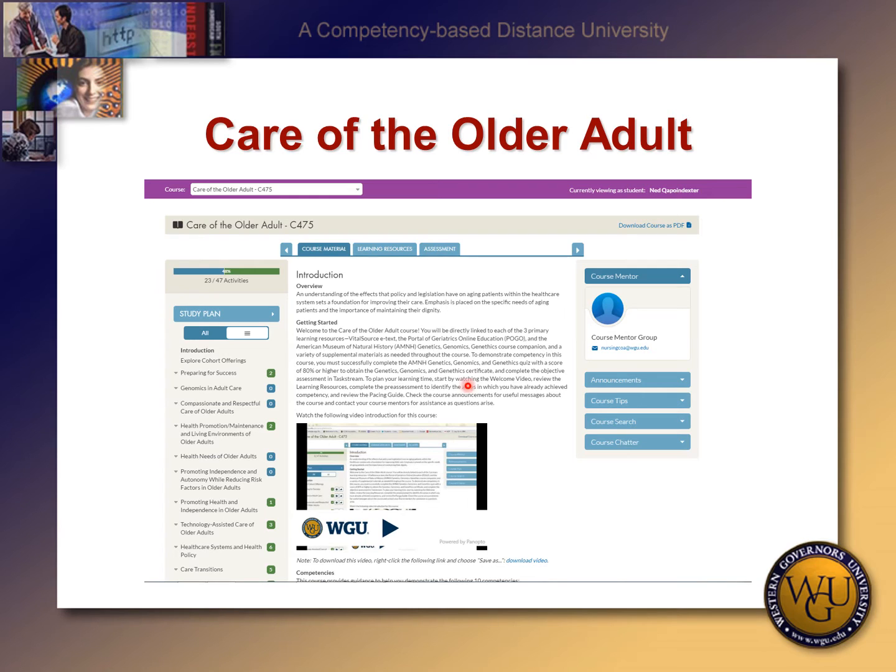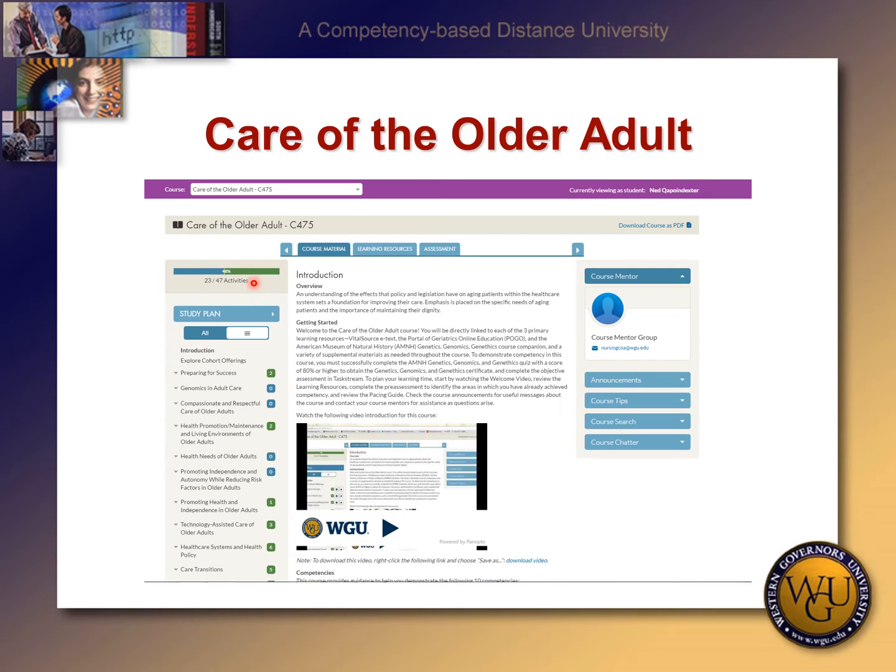Now, you'll see at the top the name of the class, and on the right-hand side, you see that you can download it as a PDF. If you download it as a PDF, then you lose all the hyperlinks, but you can see it when you're offline. If you go back to the left-hand side, you'll see the first area is your status bar.